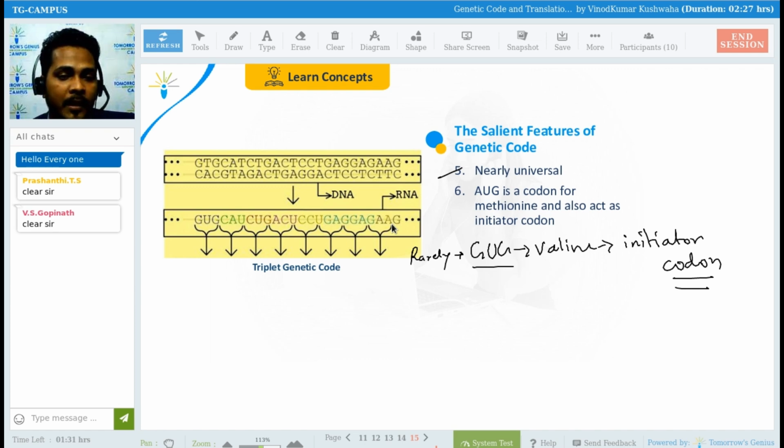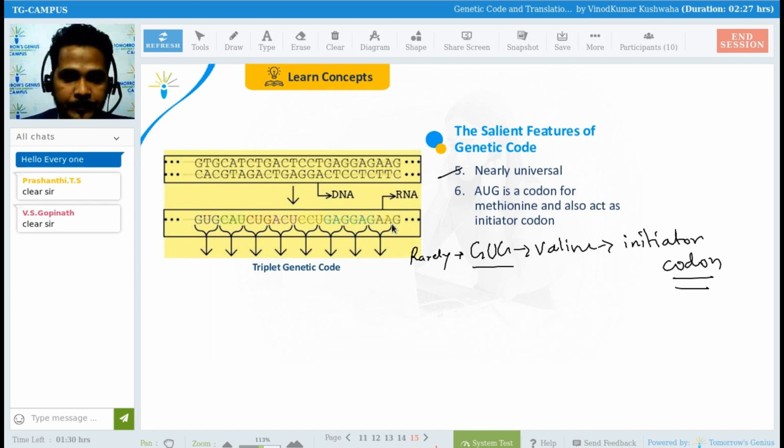So some exceptions to these rules are present in the mitochondrial code and the protozoans, because they have some different codons. That's why mitochondrial codons and the protozoans are referred to as exceptions. Keep in mind mitochondrial codons and the protozoans. These are some exceptions in that universal code, among the salient features of genetic codes. Okay. Clear? Yes, sir.